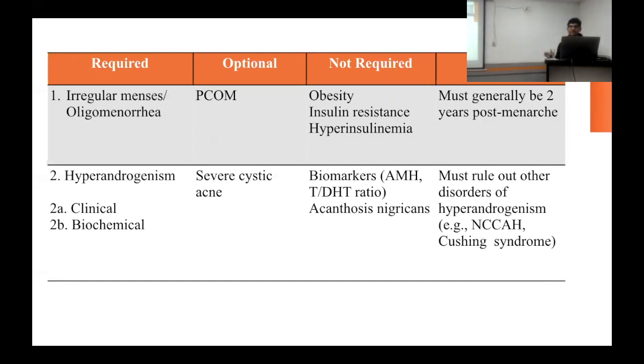And biomarkers, I will be speaking about them later. Now, important is this here, some comments about this. The irregular menses should be present 2 years after the menarche. So 2 years, and it may go up to 5 years as well post menarche. And we need to rule out other disorders such as NCCH and Cushing's syndrome.